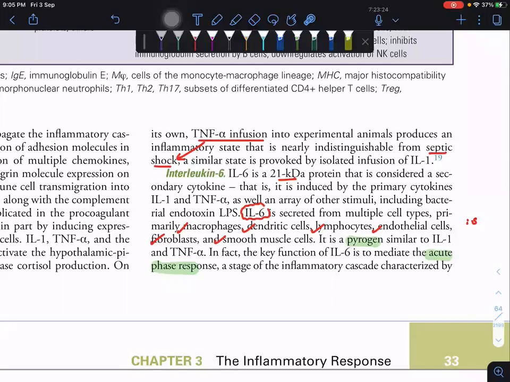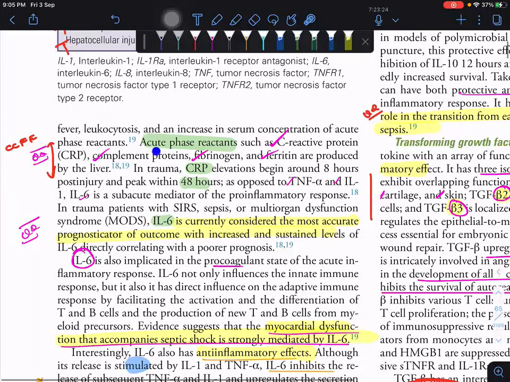First thing, it induces acute phase responses, involving production of the acute phase proteins. So what are the acute phase reactants? This is many times asked as MCQs. There are CRP, complement proteins, fibrinogen, ferritin. Remember 2C, 2F: complement, CRP, fibrinogen, ferritin. These are the acute phase proteins produced by the liver with the help of interleukin 6. CRP elevation begins around 8 hours post injury and peaks within 48 hours, as opposed to TNF-alpha and IL-1. So among these, CRP will be elevated initially with a peak within 48 hours. Another MCQ.